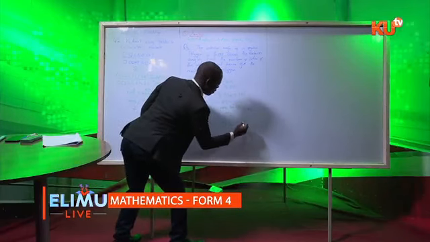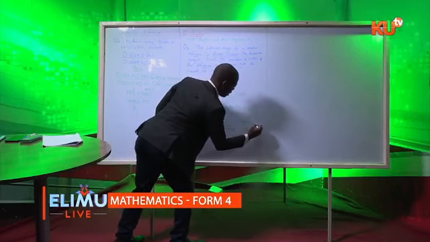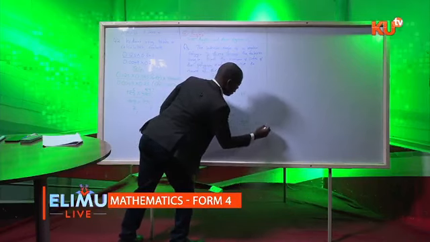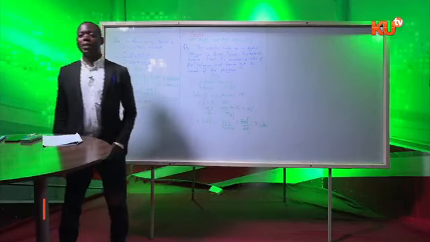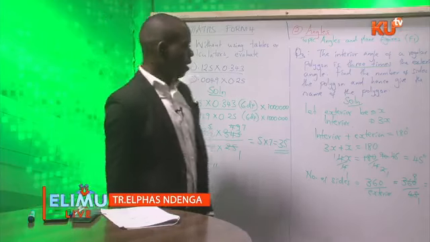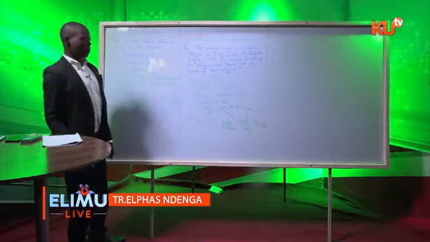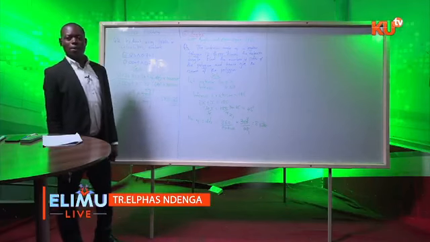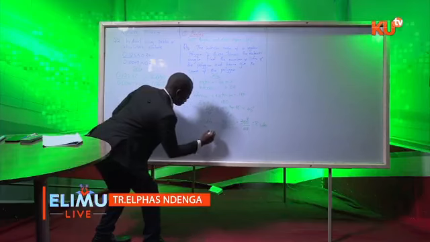What is 360 divided by 45? 45 times 8 gives 360. So it is 8 what? 8 sides. Therefore, the polygon has how many sides? 8 sides. Good. Now, what is the name of a polygon with 8 sides, students? An octagon. Good.